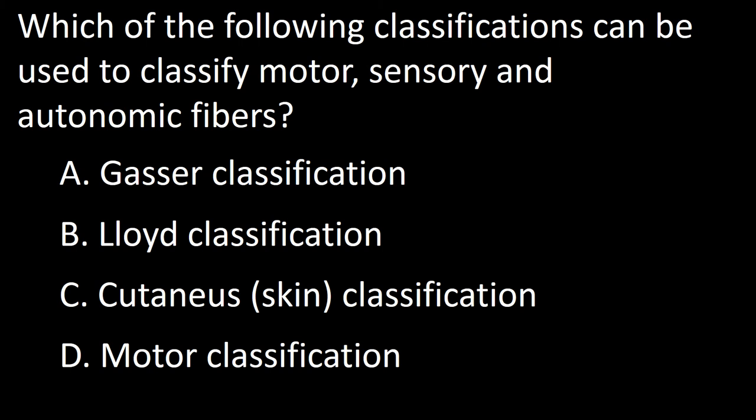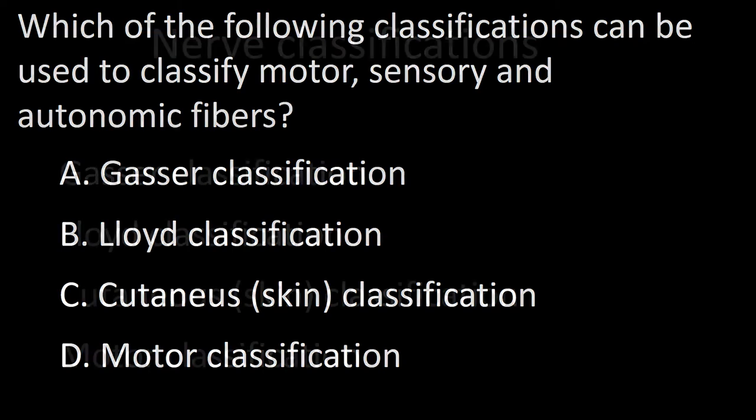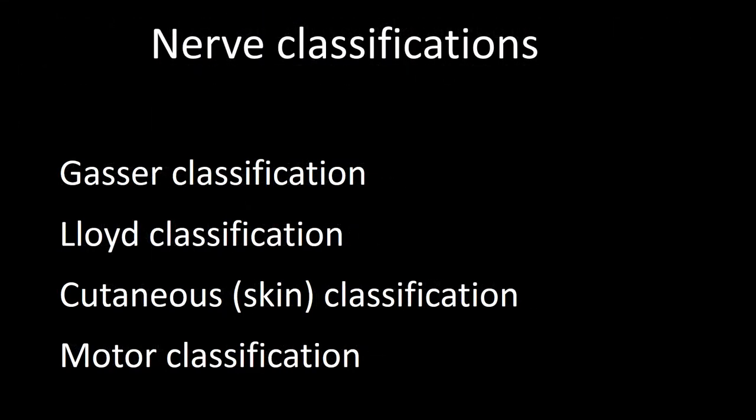Next question. Which of the following classifications can be used to classify motor, sensory, and autonomic fibers? A. Gasser classification. B. Lloyd classification. C. Cutaneous classification. D. Motor classification. There are many nerve fiber classifications. They all have a long and winding history. In this frame, I have presented four of them. I think they are the ones most used.